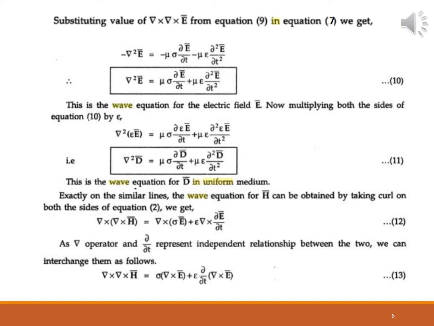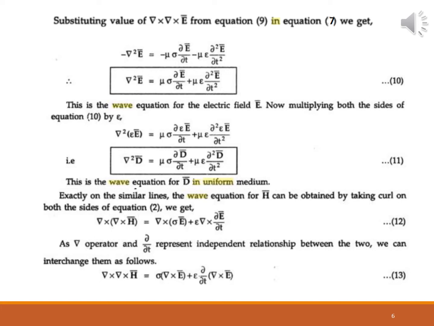So now the del cross del cross E value that we got is equal to minus del square E. We're going to substitute this into equation 7. When you substitute into equation 7, you'll get equation 10. Del square E is equal to mu sigma dou E by dou t plus mu epsilon dou square E by dou t square. This equation is referred to as the wave equation for the electric field E. So this is the wave equation written in terms of the electric field.